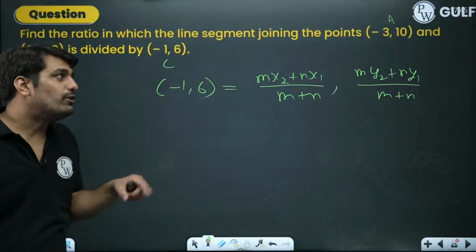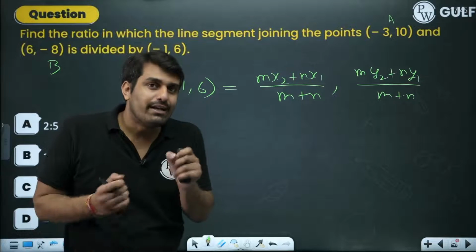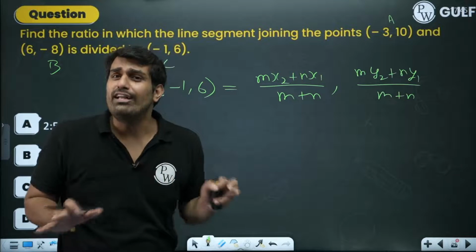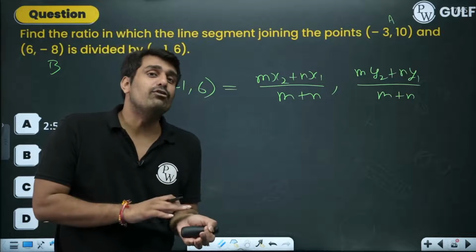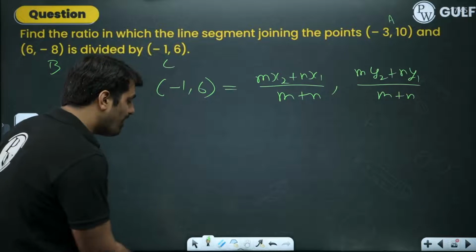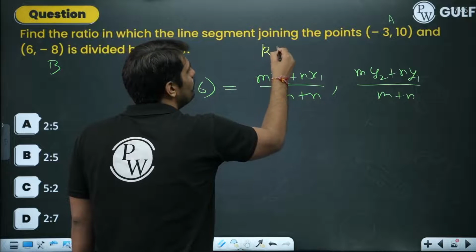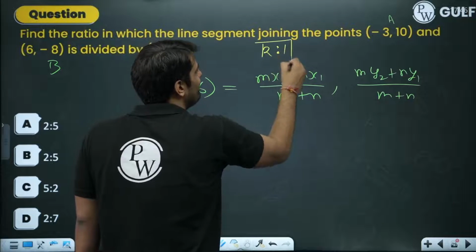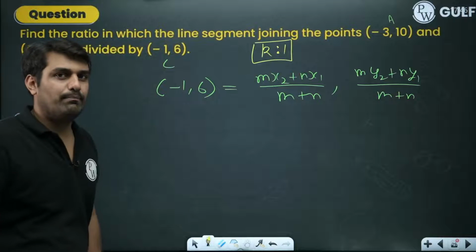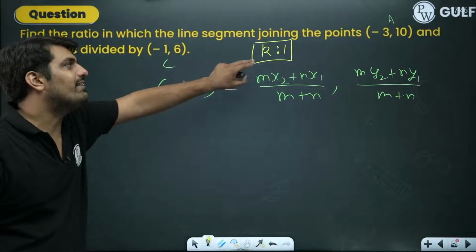Now, whenever we need to find the ratio, don't consider the ratio to be m and n. Things will get very complicated for you. The easier way to find it is always by assuming the ratio to be k ratio 1. Assume m ratio n as k ratio 1. Things will be simple. You will realize when you take the ratio to be k ratio 1.